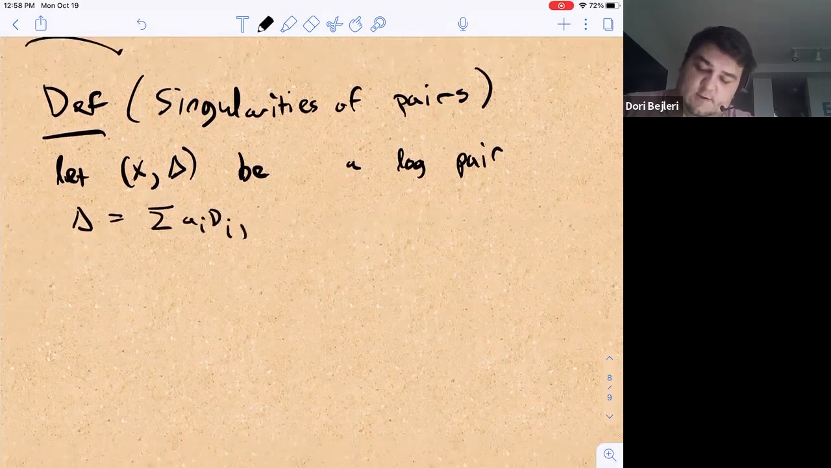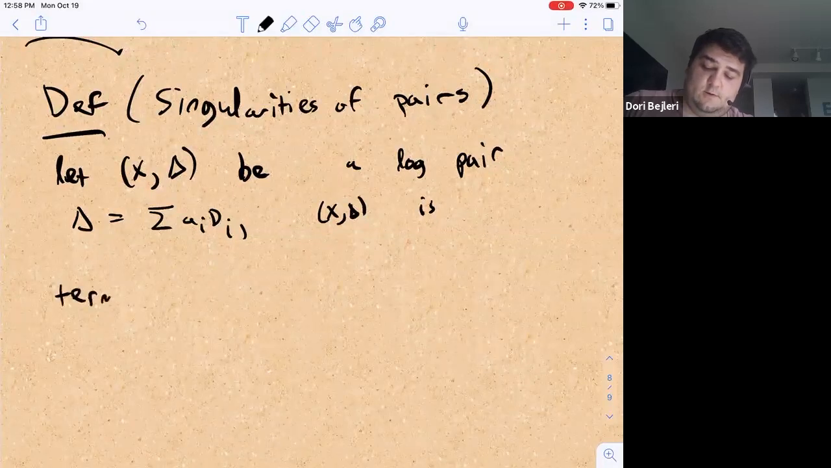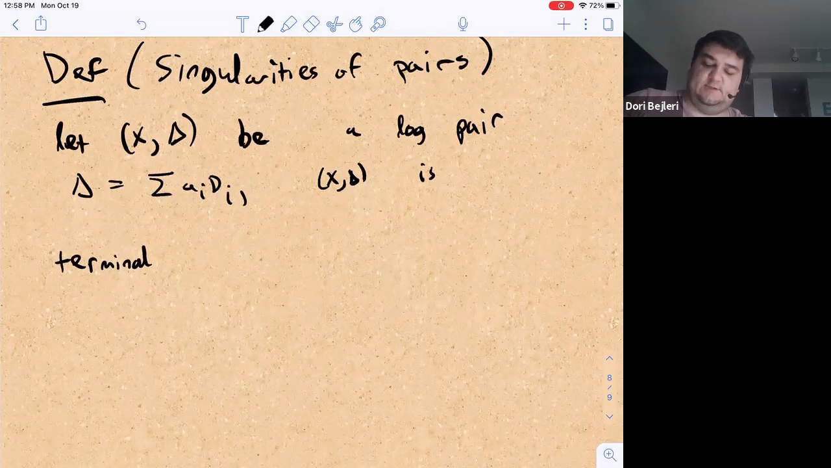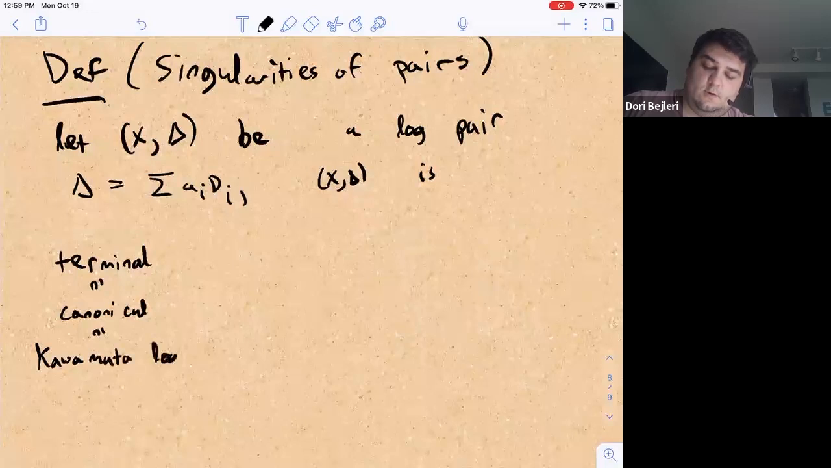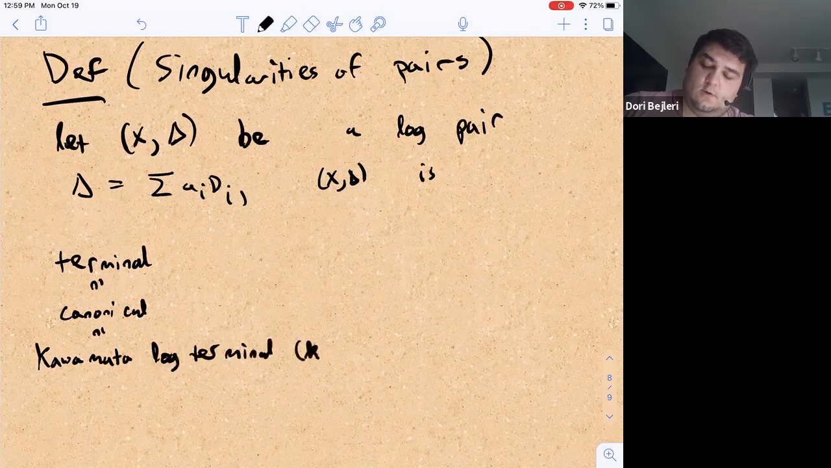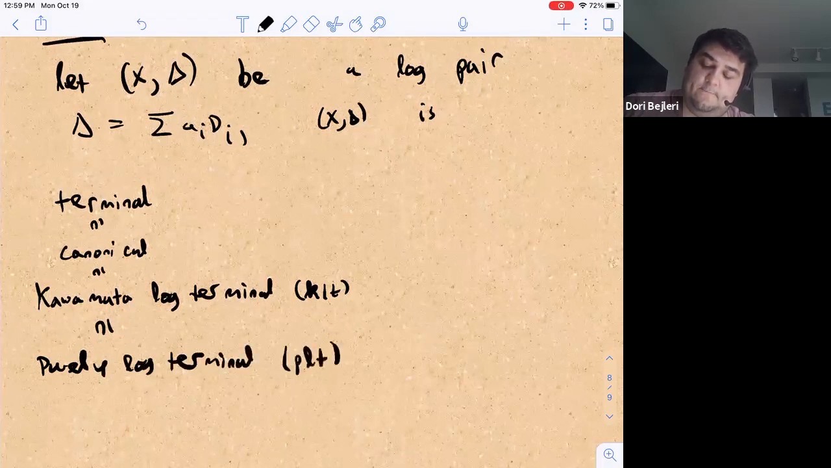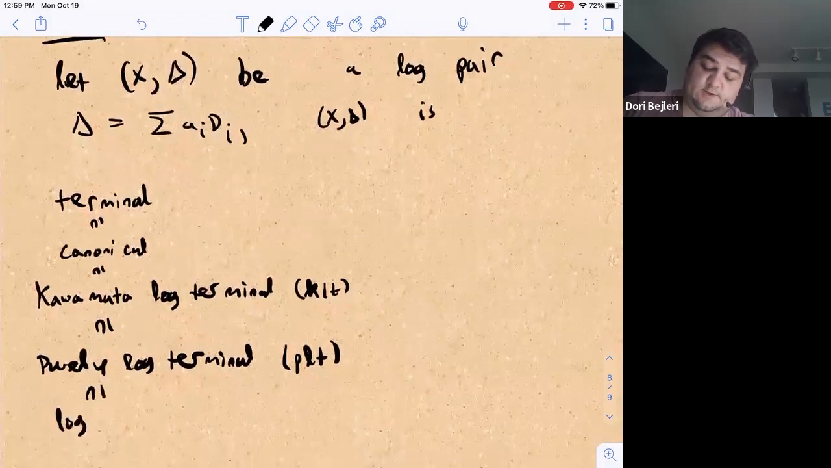So we'll say our pair is terminal if, let me just write them all in a row. As we go down, we get a more general class of singularities. So terminal is contained in canonical, is contained in KLT, or Kawamata log terminal, is contained in purely log terminal, which is abbreviated PLT, is contained in log canonical, which is abbreviated LC.